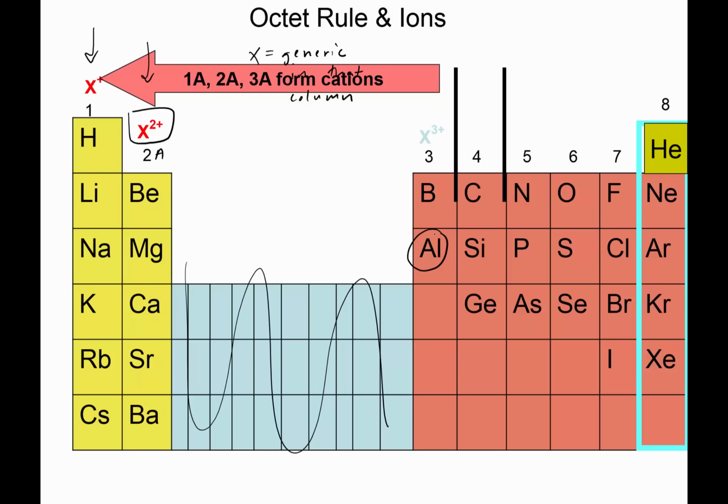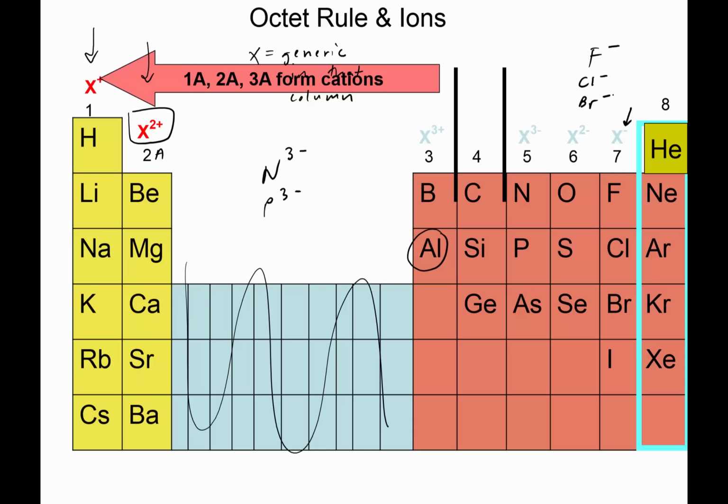Columns 5, 6, and 7 make anions. So column 5 makes a 3 minus. So nitrogen usually makes a 3 minus. Phosphorus usually makes a 3 minus. Column 6 makes 2 minuses. In column 7, the halogens make a -1. And we usually don't write the number 1. We just write fluoride ion, chloride ion, bromide ion, etc.